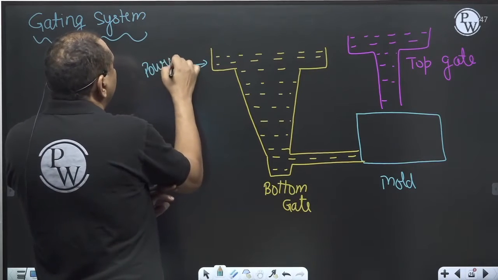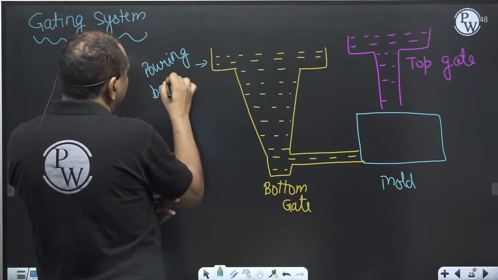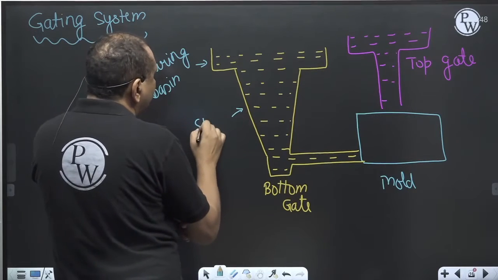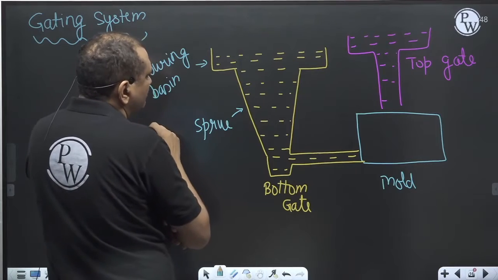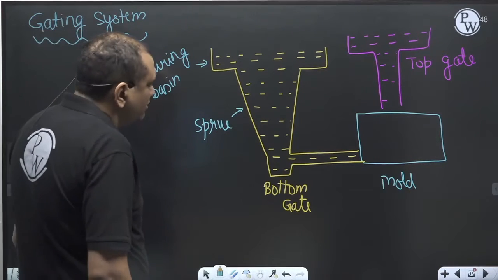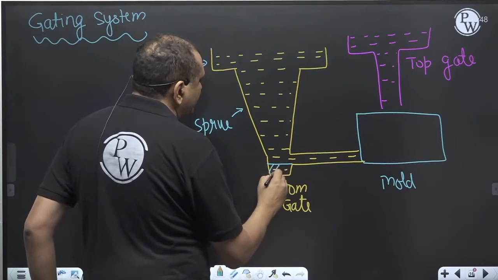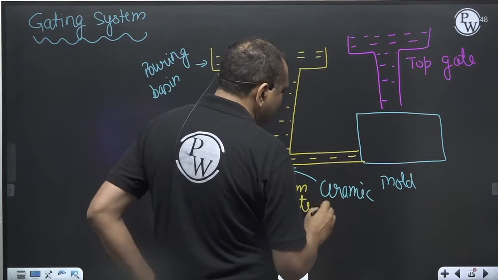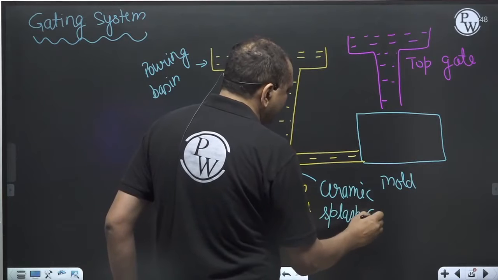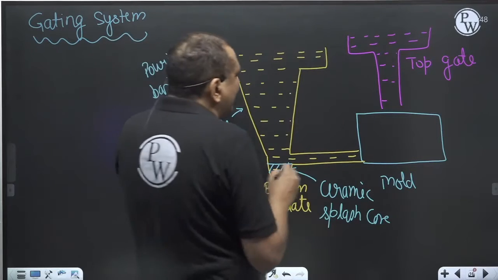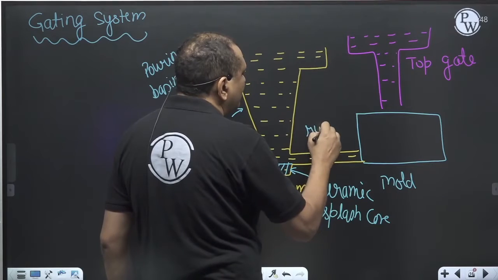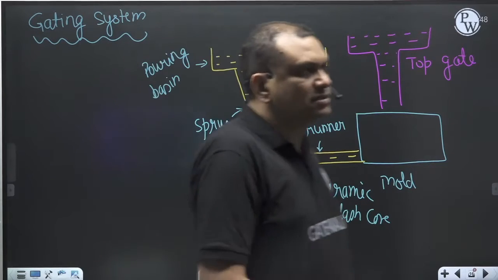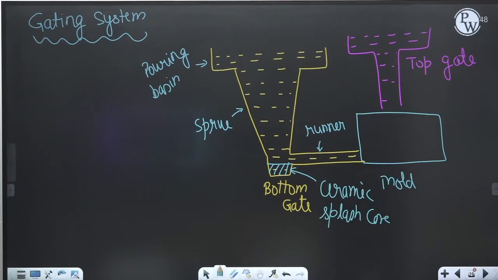This is called the pouring basin. This is called the sprue. And at the bottom, we use a ceramic splash core, and this is the horizontal runner. This is called the horizontal runner.